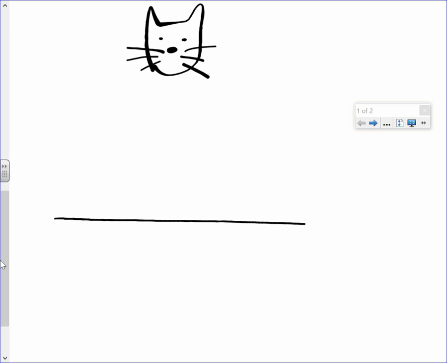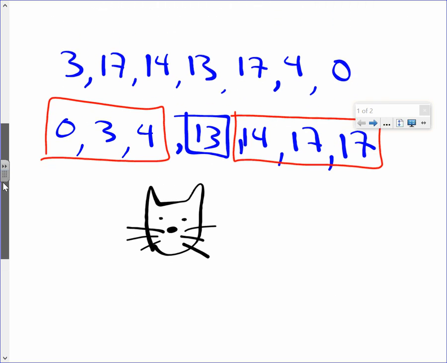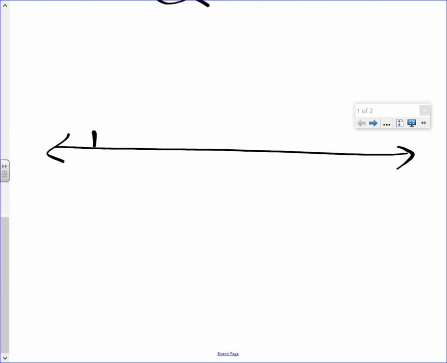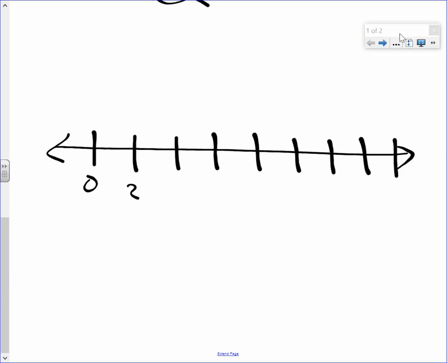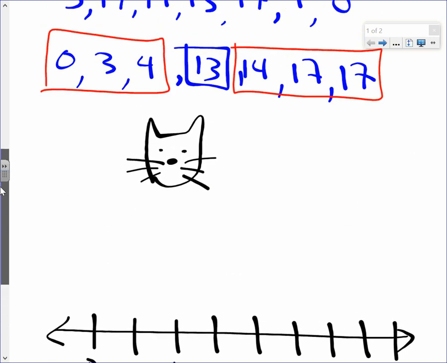The first thing we're going to do is draw a number line. Our data spans from 0 to 17, so I'm going to go by 2's: 0, 2, 4, 6, 8, 10, 12, 14, 16, and so on. Depending on your data, you pick the appropriate scale.